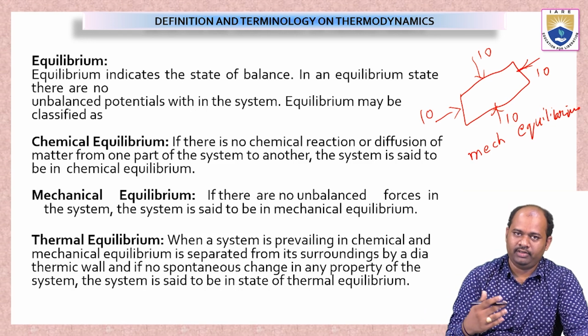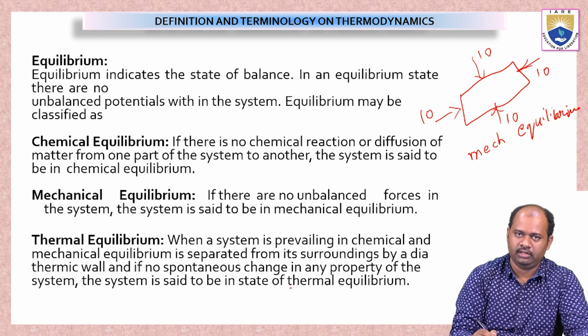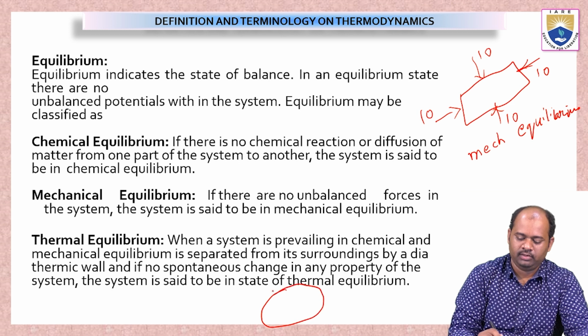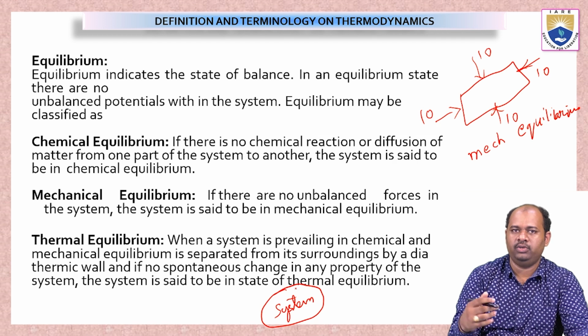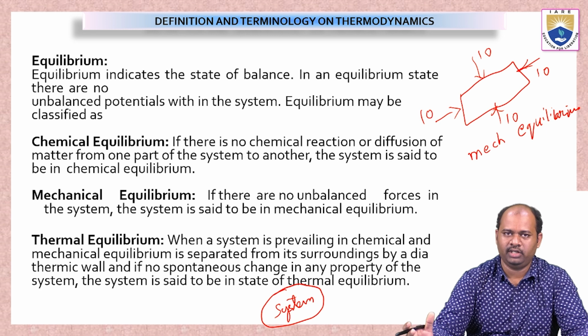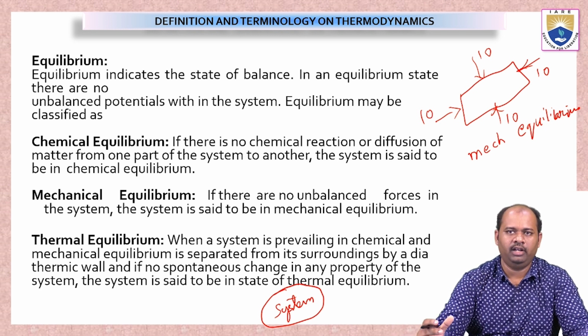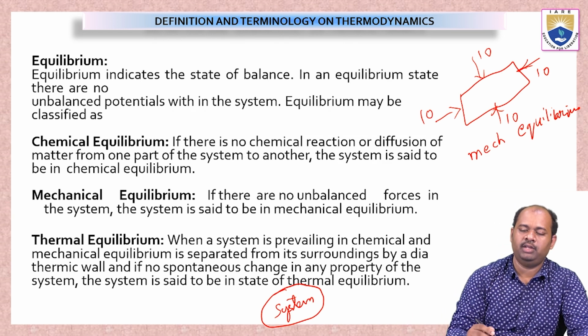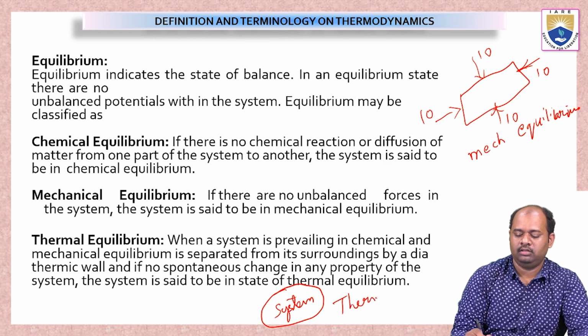Okay, now I have a system. So far we have studied different types of systems: open, closed, and isolated systems. I have considered a system where the system is not giving out any heat or doing any work. That means I am not saying it is an isolated system. I am considering this system when all the thermal potentials are balanced, and unbalanced thermal potentials are not there. Then this system can be called a thermal equilibrium system.